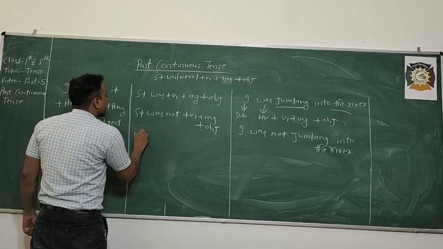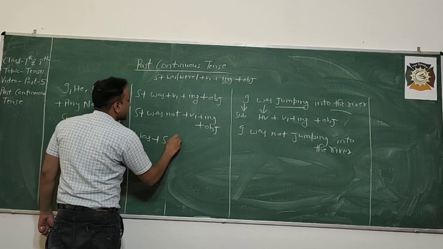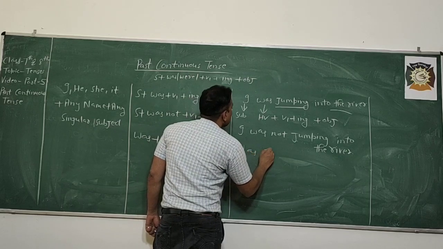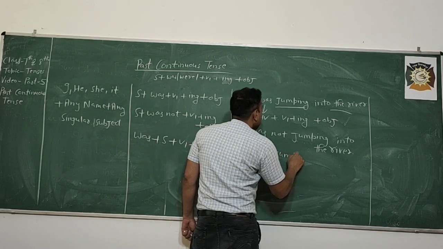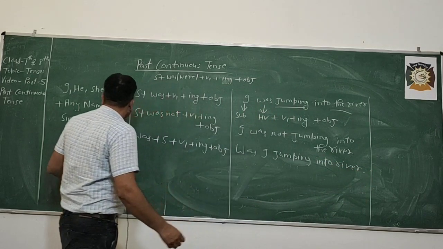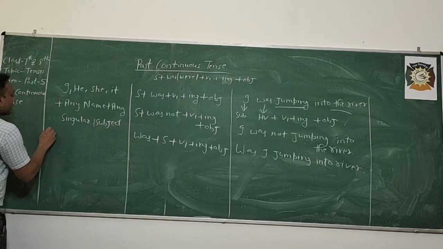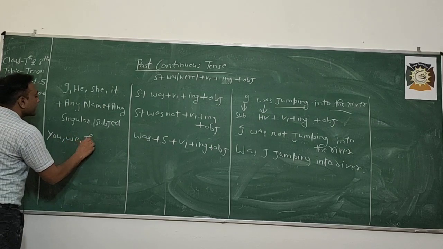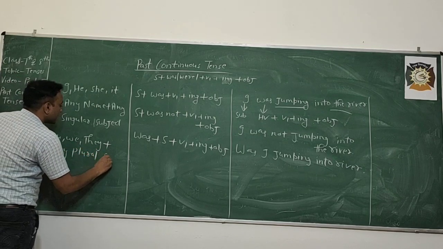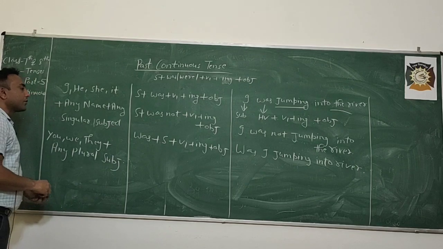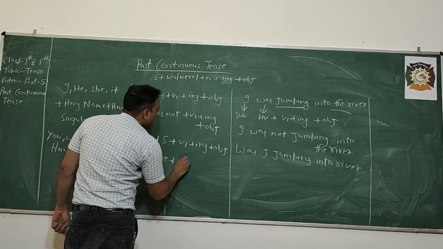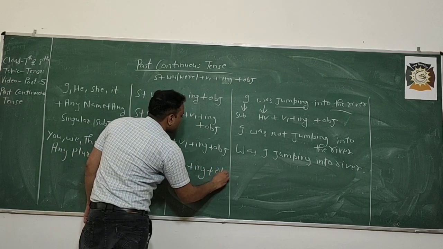And same is the case in interrogative sentences: was plus subject plus v1 plus ing plus object. Same is here: Was I jumping into the river? And with plural subjects like you, we, they, plus any plural subject, you frame the sentence as subject plus were plus v1 plus ing plus object. The rest of the formula is the same.